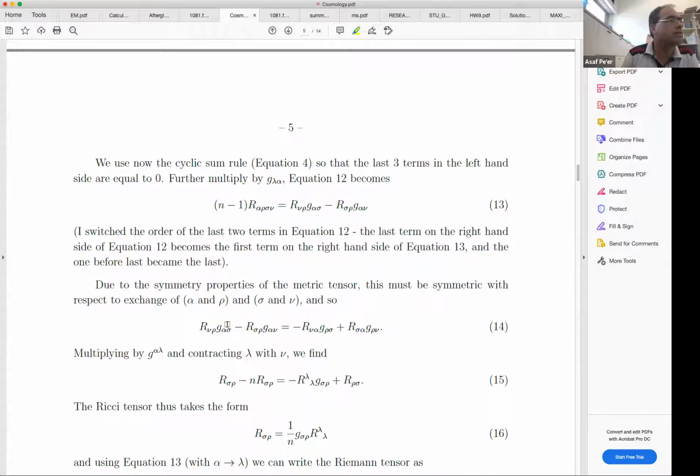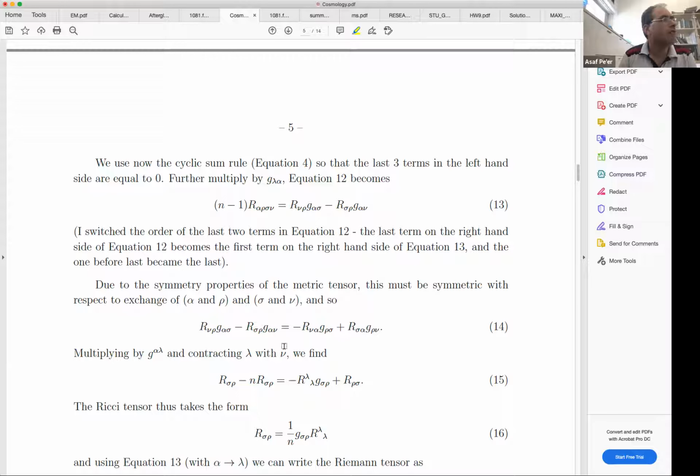So I have an R sigma rho. Wait, no, sorry, I did something wrong here. Sorry, no, fine. I contracted with the lambda and nu, so that's okay. So I ended up with R sigma rho.